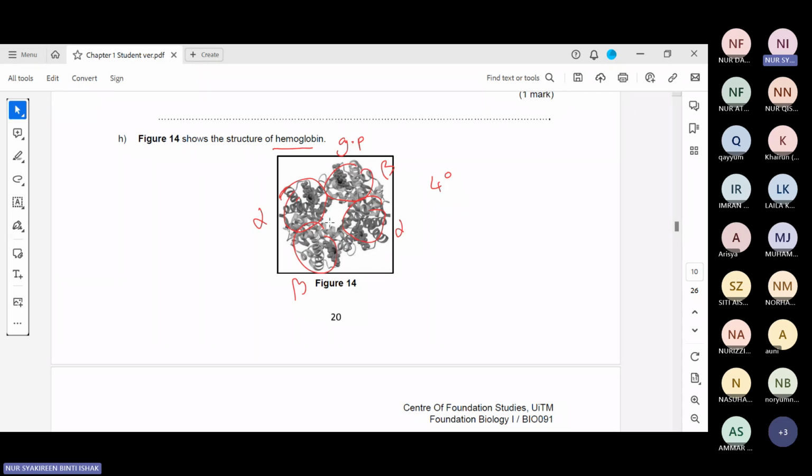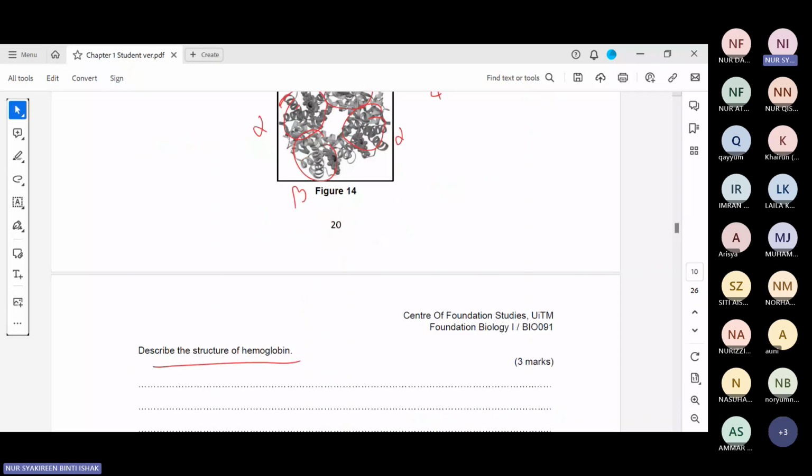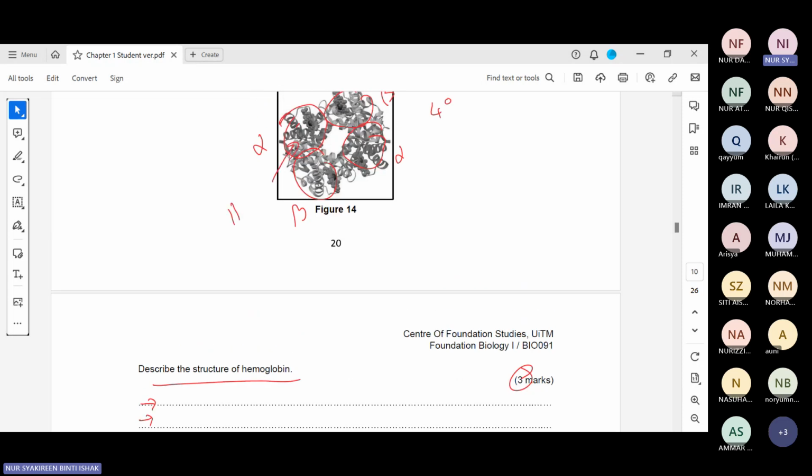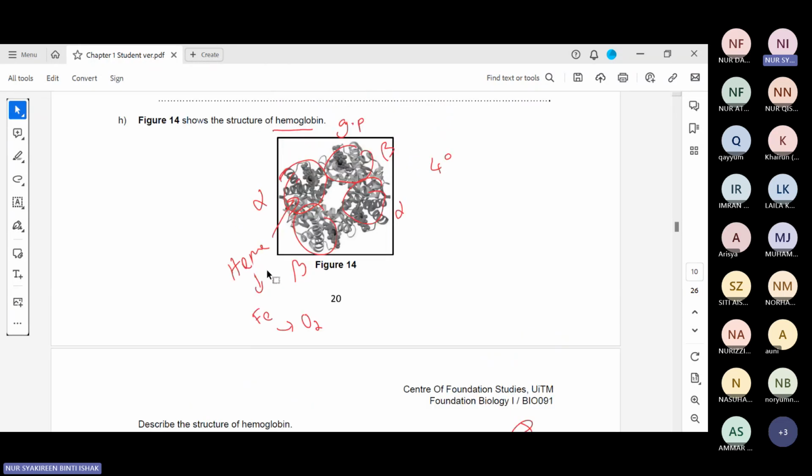Okay, so the question asks you to describe the structure of a hemoglobin. So 3 markah. Tadi apa? It has quaternary structure, 1 point. It consists of 2 or more polypeptide chains. So it is a conjugated protein. Why is it conjugated protein? Because it has a hem group in each subunit here. Okay, a hem group where inside it has iron. The function of iron is to bind with oxygen molecule. So one molecule of hemoglobin can bind to 4 oxygen molecules.